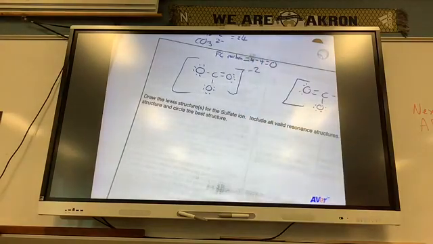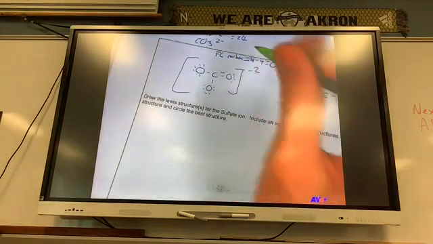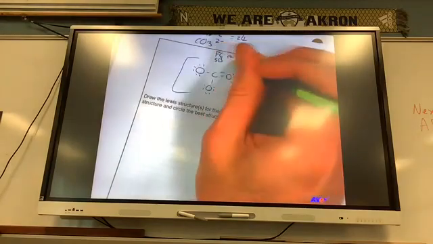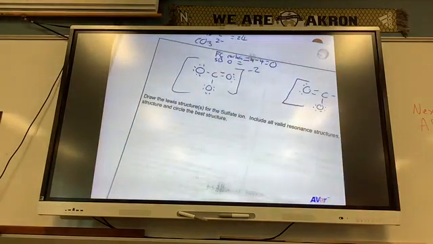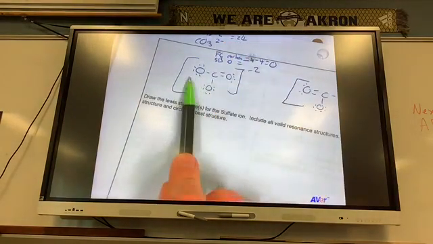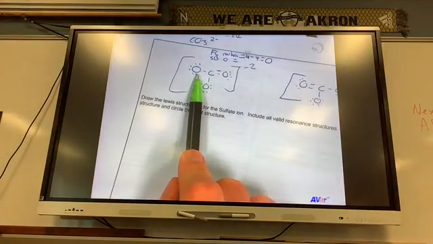0. Let's do our single bonded oxygens, because those are going to be the same. So oxygen has how many valence electrons? 6. How many does it have assigned to it?